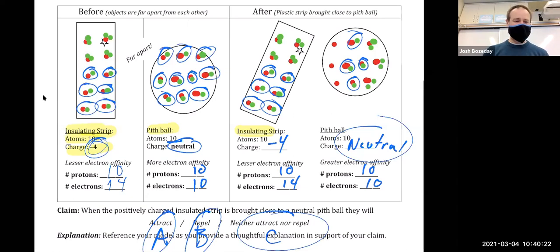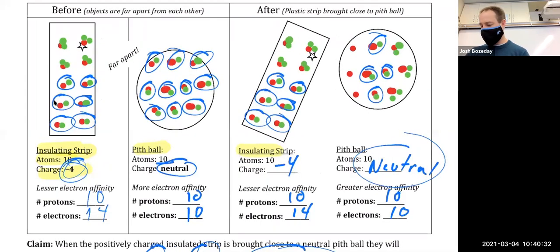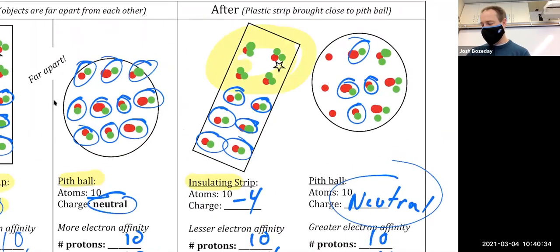The answer, and our people's guesses are kind of all over the place. There's no clear winner in my mind. And so the answer is this. Because the strip is negatively charged and the side of the pith ball that's closest to it is positively charged, they are going to attract. So again, because the strip is negatively charged and the side of the pith ball closest to the strip is positively charged, they're going to attract each other.